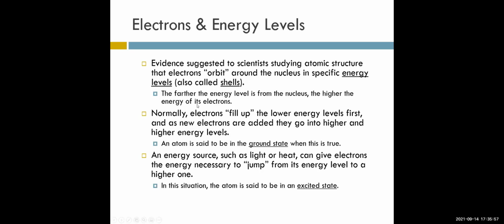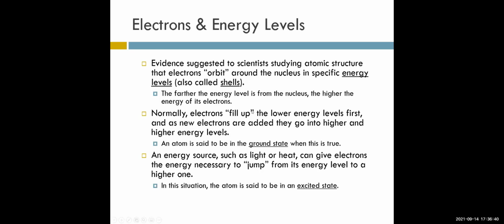Now, the one thing we need to visualize is that the farther the energy level is from the nucleus, the higher the energy of its electrons on average. Electrons fill up the lower energy levels first, and once they are full, they move to the next energy level. It's just like a room with people. You can only put so many people in a room. As we're going to find out, the first energy level can only hold 2 electrons, and then it's full. If you try to add a third electron, it has to go to the second level. The second level can hold up to 8 electrons. We'll see how I'm coming up with these numbers as we go further.